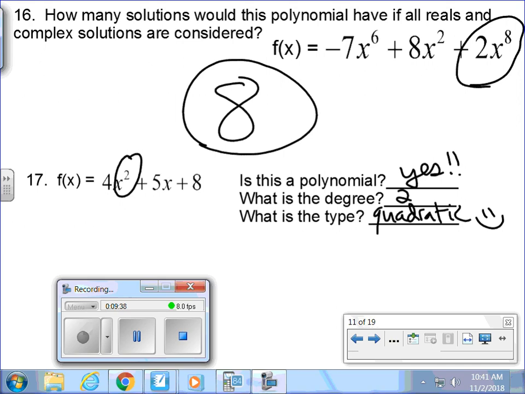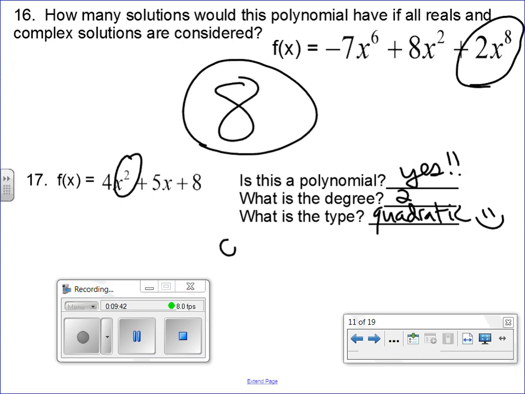Alright, the class just asked for a recap of all the different types. So if it's degree 0, it's called constant. If it's degree 1, it's called linear. Degree 2 is called quadratic, that's what we went with there. Degree 3 is cubic, and degree 4 is quartic.